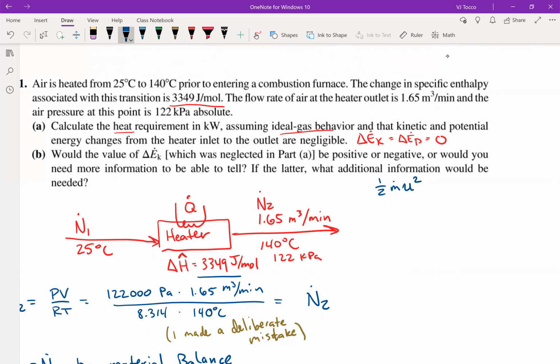So I have a mass flow rate. I could calculate what the density is. I would also probably need to know what the pressure is if I wanted to calculate the volumetric flow rate. So all those things would be needed in order to determine whether or not the kinetic energy is positive or negative. So that'll do it for this video.